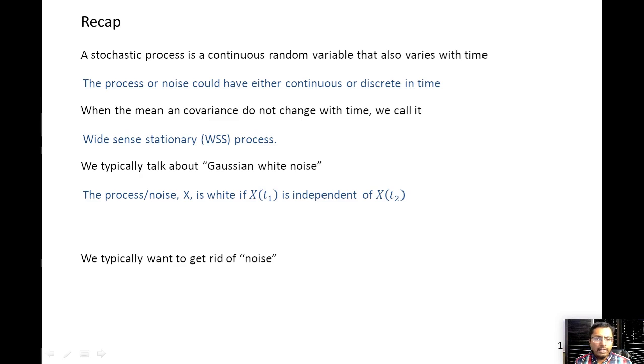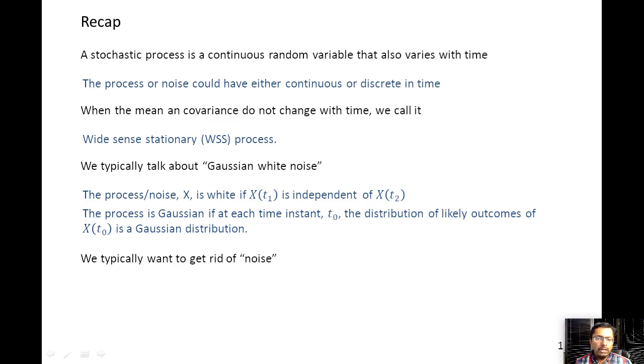So the next thing is what's known as a Gaussian noise, or Gaussian process. What that means is if I just look at the noise at one time instant, then I expect the distribution to be Gaussian. That is known as a Gaussian process. So at any time instant t, the likely outcome has a probability distribution given by the Gaussian distribution.